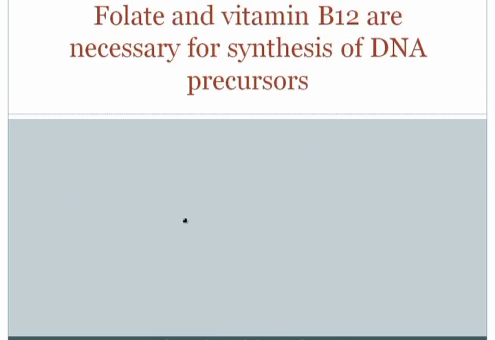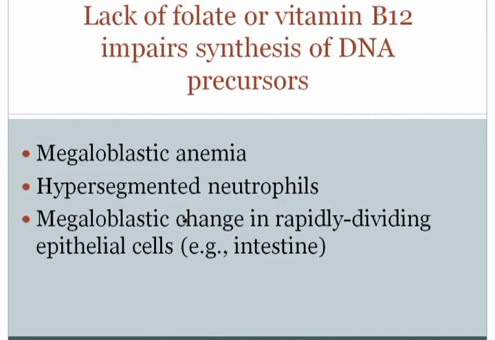So here I've told you in your text that folate and vitamin B12 are necessary for synthesis of DNA precursors. Recall that folate, when it comes into the body as tetrahydrofolate, it gets methylated. The methyl group must be given to vitamin B12 before a tetrahydrofolate can participate in the synthesis of DNA precursors. So therefore, both folate and vitamin B12 are necessary for this synthesis of DNA precursors. A lack of folate or a lack of vitamin B12 is obviously going to impair the synthesis of DNA precursors, and then that will result in certain changes.